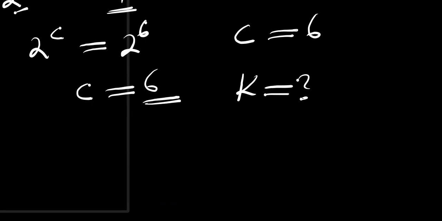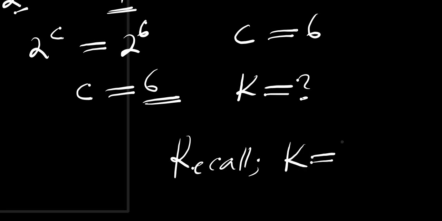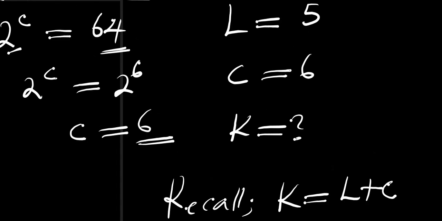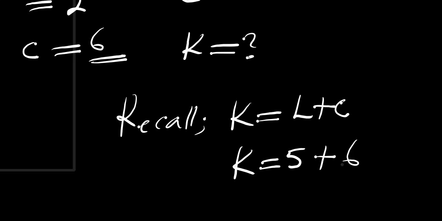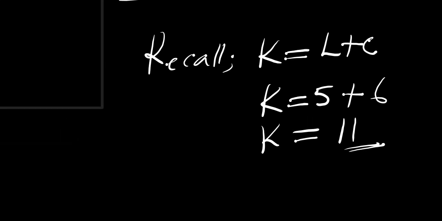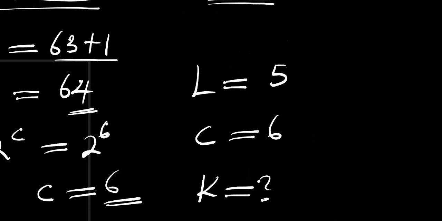I have, recall, K equals L plus C. That means C is 6 and L is 5. We are going to have K equals L is 5 plus C is 6. And we have K equals 5 plus 6 is 11. So we have gotten all the values. We have gotten values for K, which is 11. And we have gotten value for L, which is what?